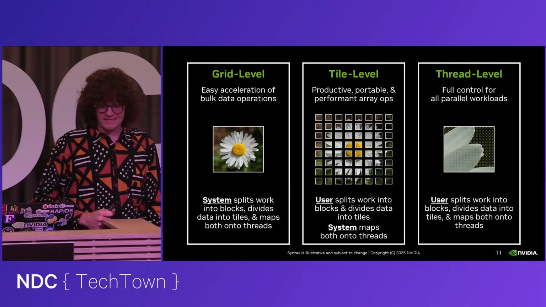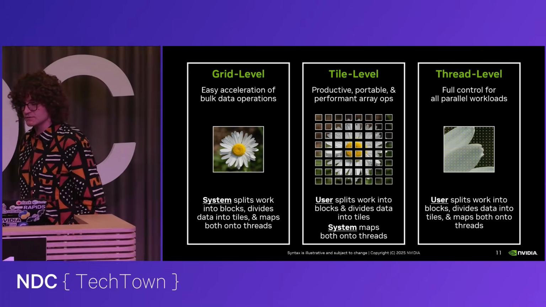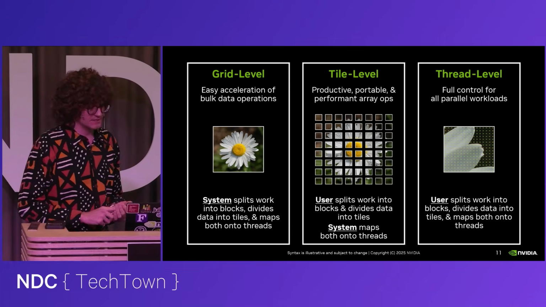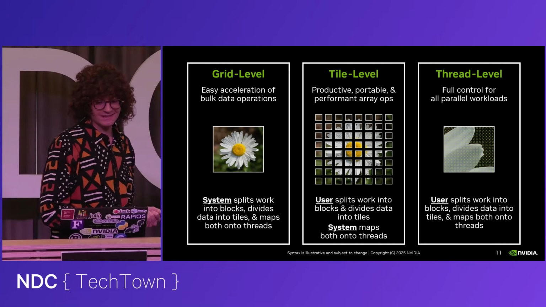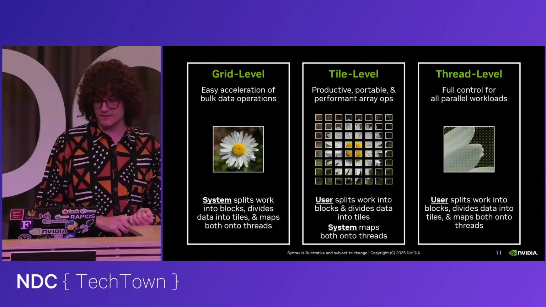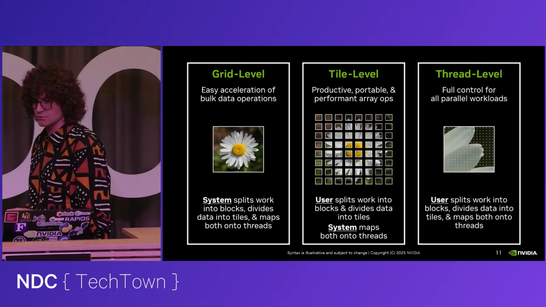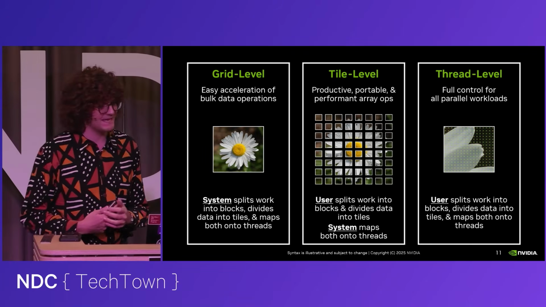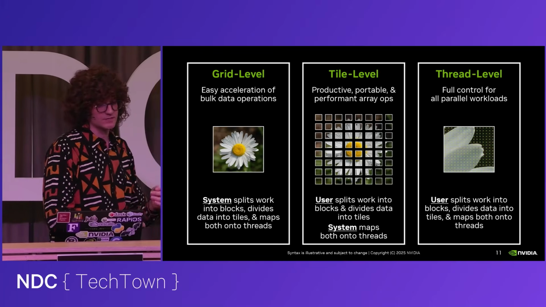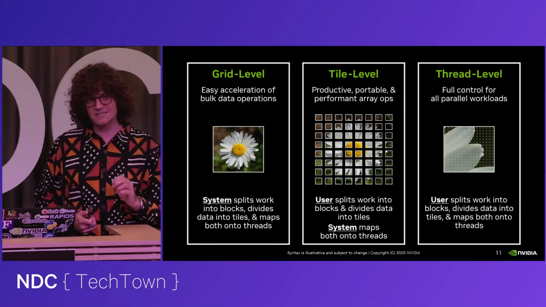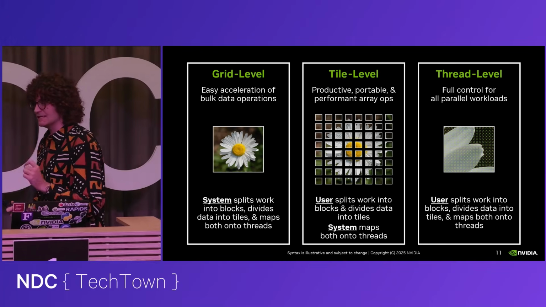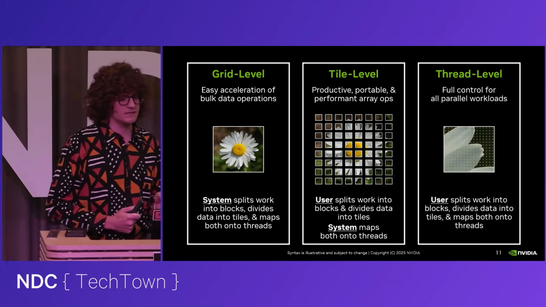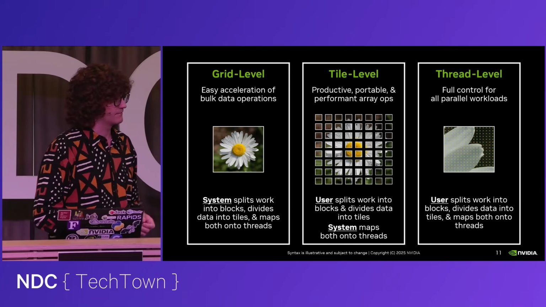And what we need is a middle ground, a model where users explicitly partition work and data, exposing parallelism. But that partitioning is logical, not physical. The system decides which tools to use. It will map the partitioned work and data to threads and execution resources. Because the mapping is implicit, it's portable. The system can pick different mappings for different NVIDIA GPU architectures.